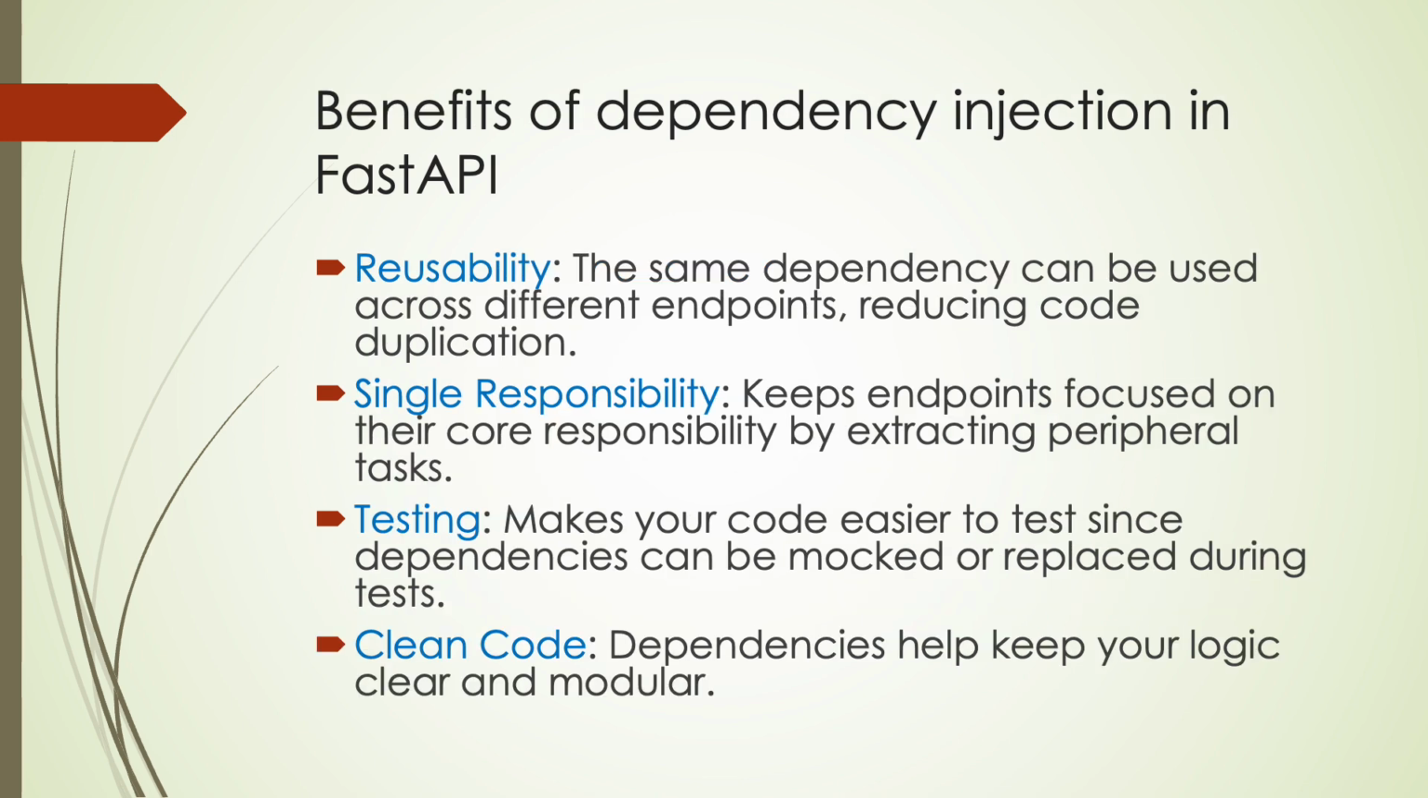There are several benefits of using dependency injection in FastAPI. Firstly, reusability. The same dependency can be used across different endpoints, reducing code duplication. Secondly, single responsibility, namely keeps endpoints focused on their core responsibility by extracting peripheral tasks. Thirdly, testing. Makes your code easier to test since dependencies can be mocked or replaced during tests. And finally, clean code. Dependencies help keep your logic clear and modular.